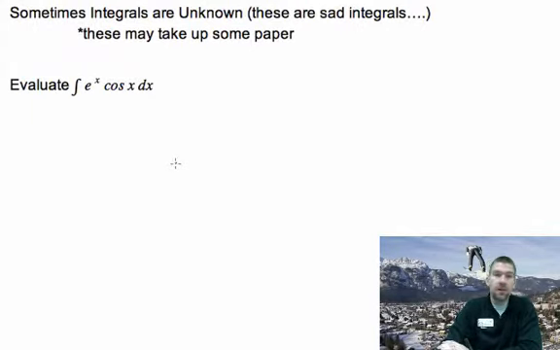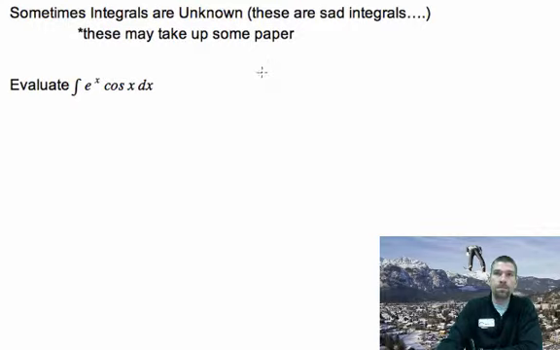These are definitely ones where you might want to work the same integral a couple of times to make sure that you can get where you're going and not have a big mistake or issue. So evaluate e to the x cosine x. Now, let's just keep a couple things in mind before we get going on this.